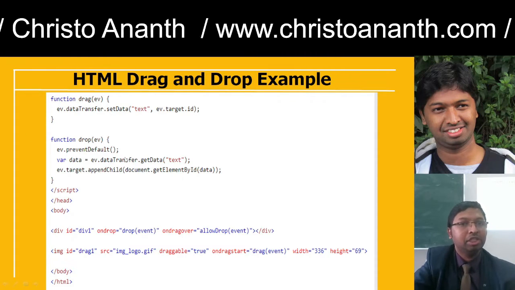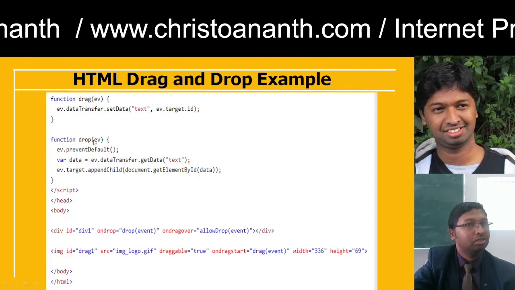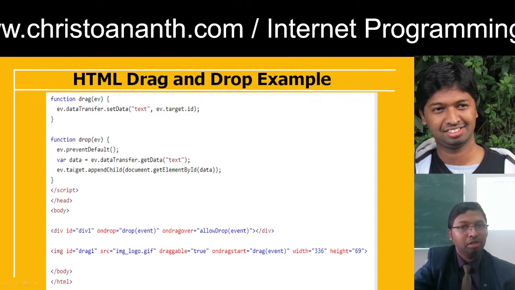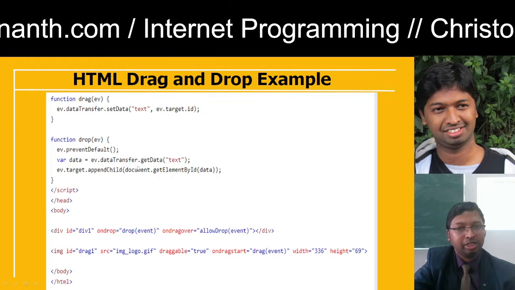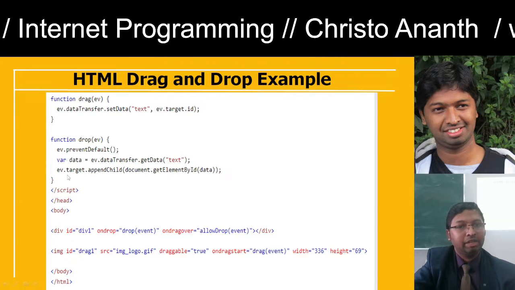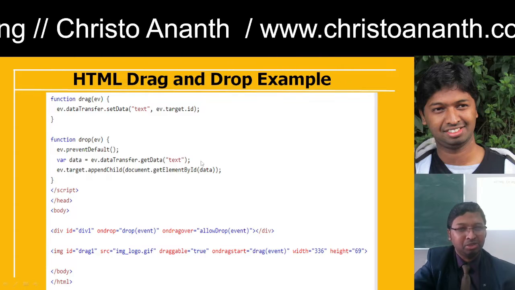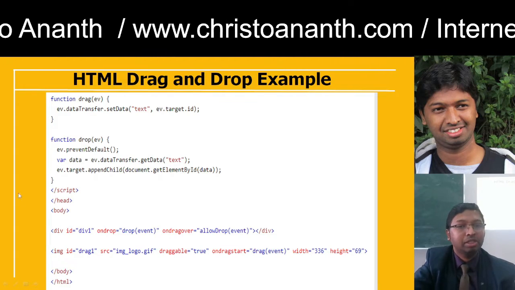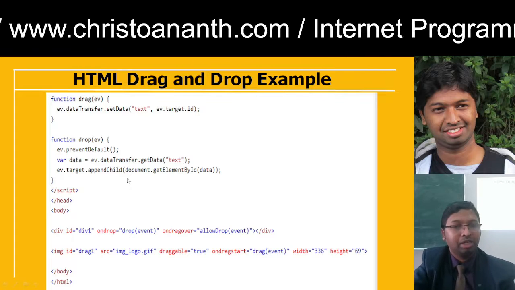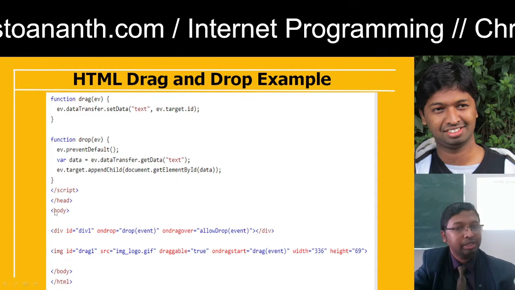Okay, so function drop, this is drag and this is drop. So event dot prevent default, variable data equal to event dot data transfer dot get data, the text, and event dot target dot append child, document dot get element by id data. So you have to specify this one. Only then you can drag and then drop, and then close the script, close the head tag.